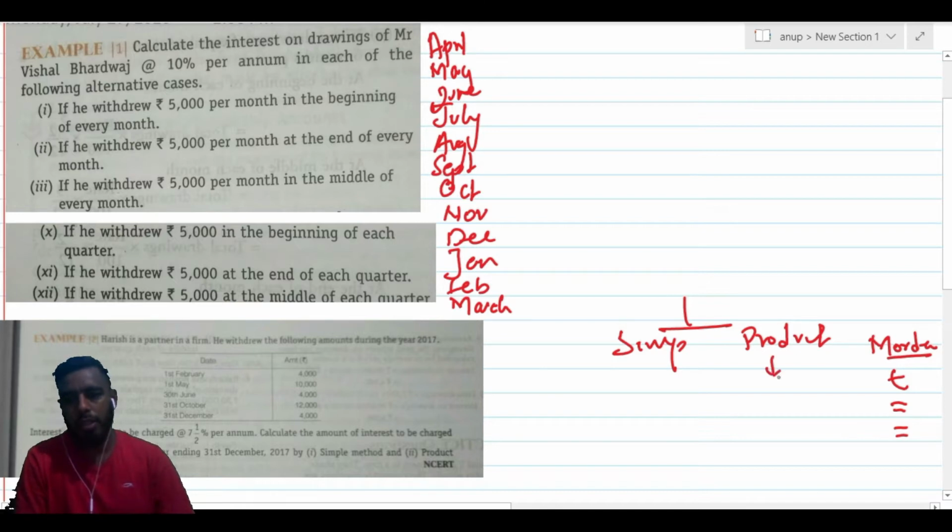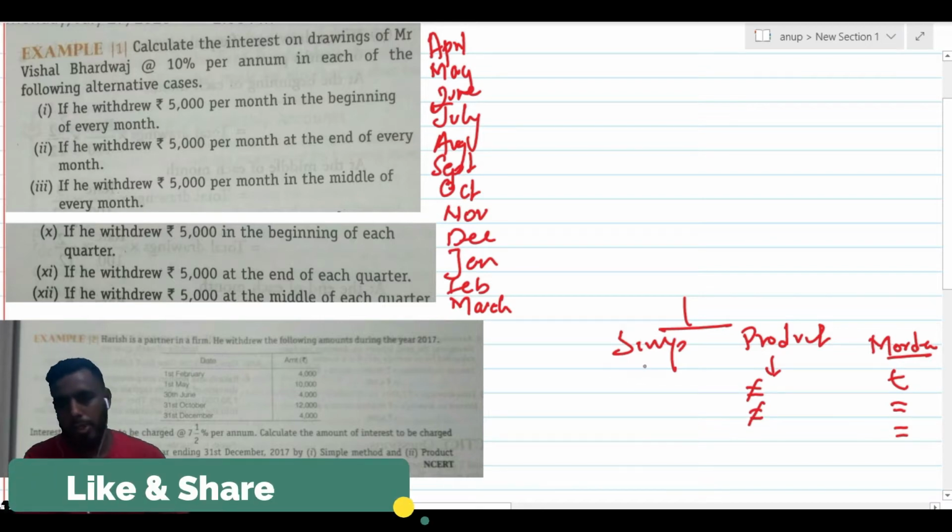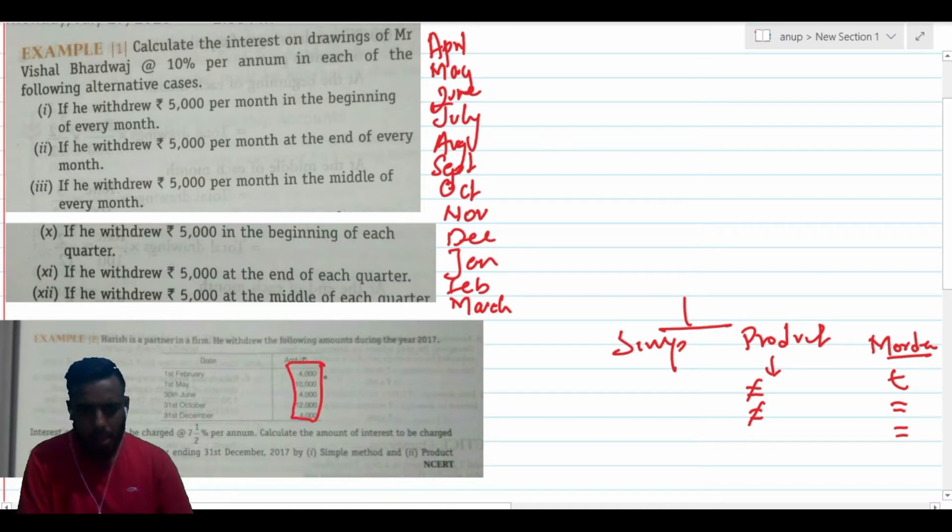Whereas you use the product method when the amount is not equal and also the time period is not equal. And for simple, when there are very few drawings in a year, you use the simple method. In this case the amount is not equal. Sometimes it is 4,000, 10,000, 4,000, 12,000, 4,000. Also, it is withdrawn on 1st February, then May, then June, October, December, so the time period between the two drawings is also not equal. So in this case we will be using the product method.